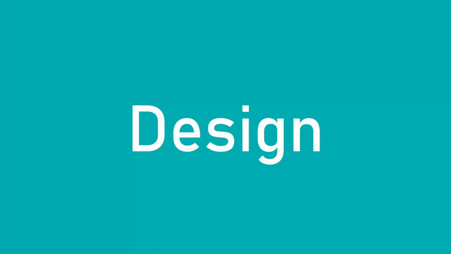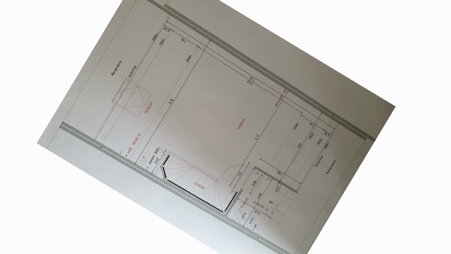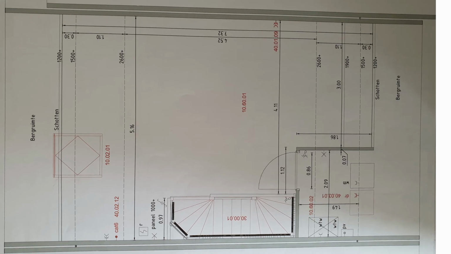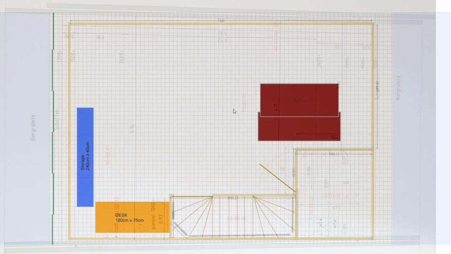So let's get planning. Let's go to the track design and see what we can figure out. So step 1 is to put the room in the software. I did that, that's here.